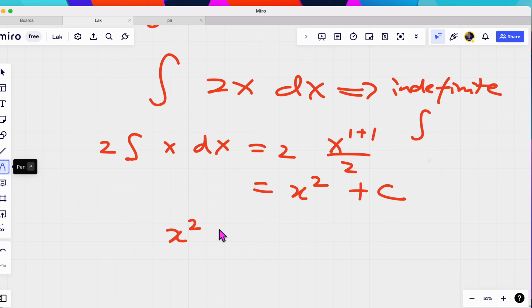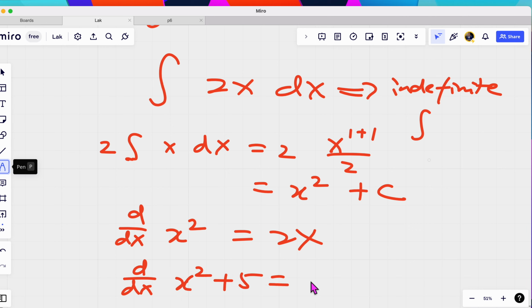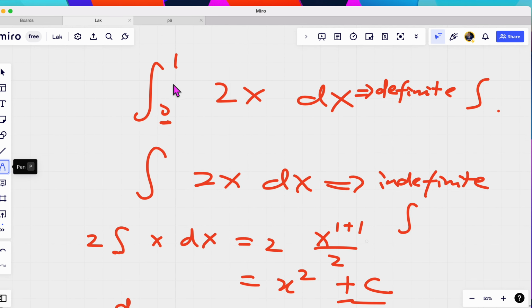Because x squared, if you differentiate, you get 2x, right? Constant is 0. d/dx of x squared plus 5 is also 2x. And x squared plus 15, the constant is 0, it's also the same, 2x. So that's why you need to account for the case that it has a constant. That's why you plus a c for indefinite integral. That's why it's called indefinite. Indefinite means no definite answer. But once you have the upper and lower limit here, then it's going to be a value already.